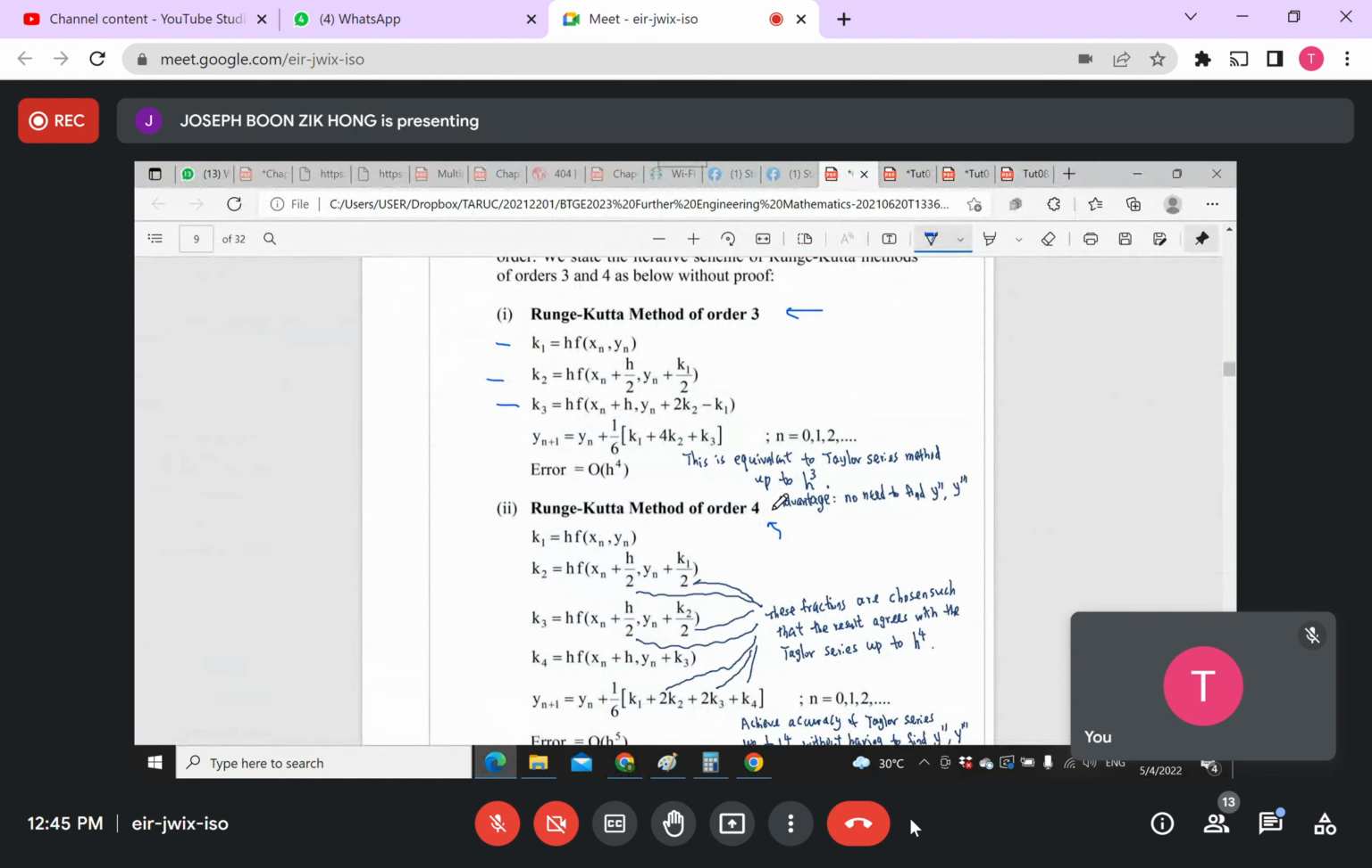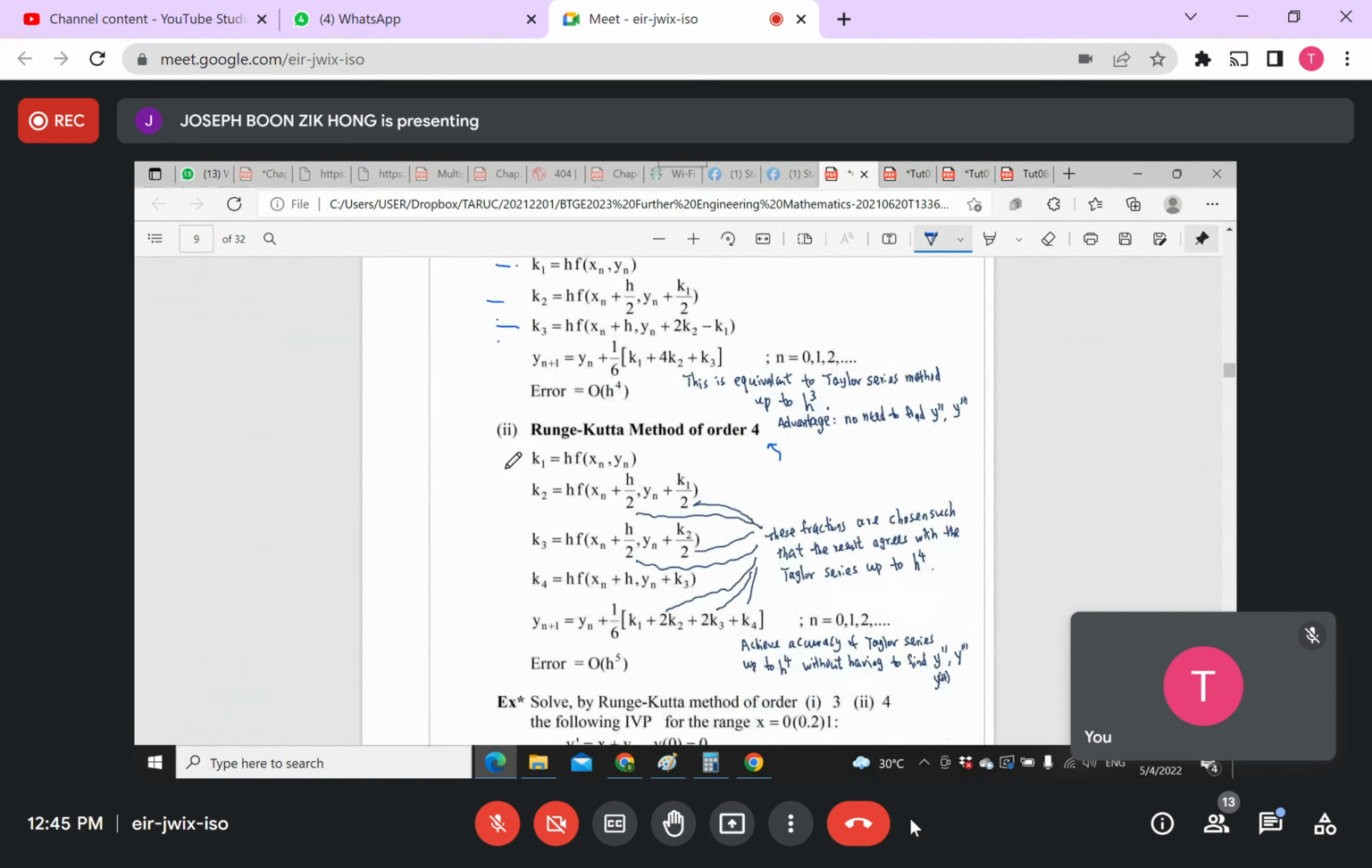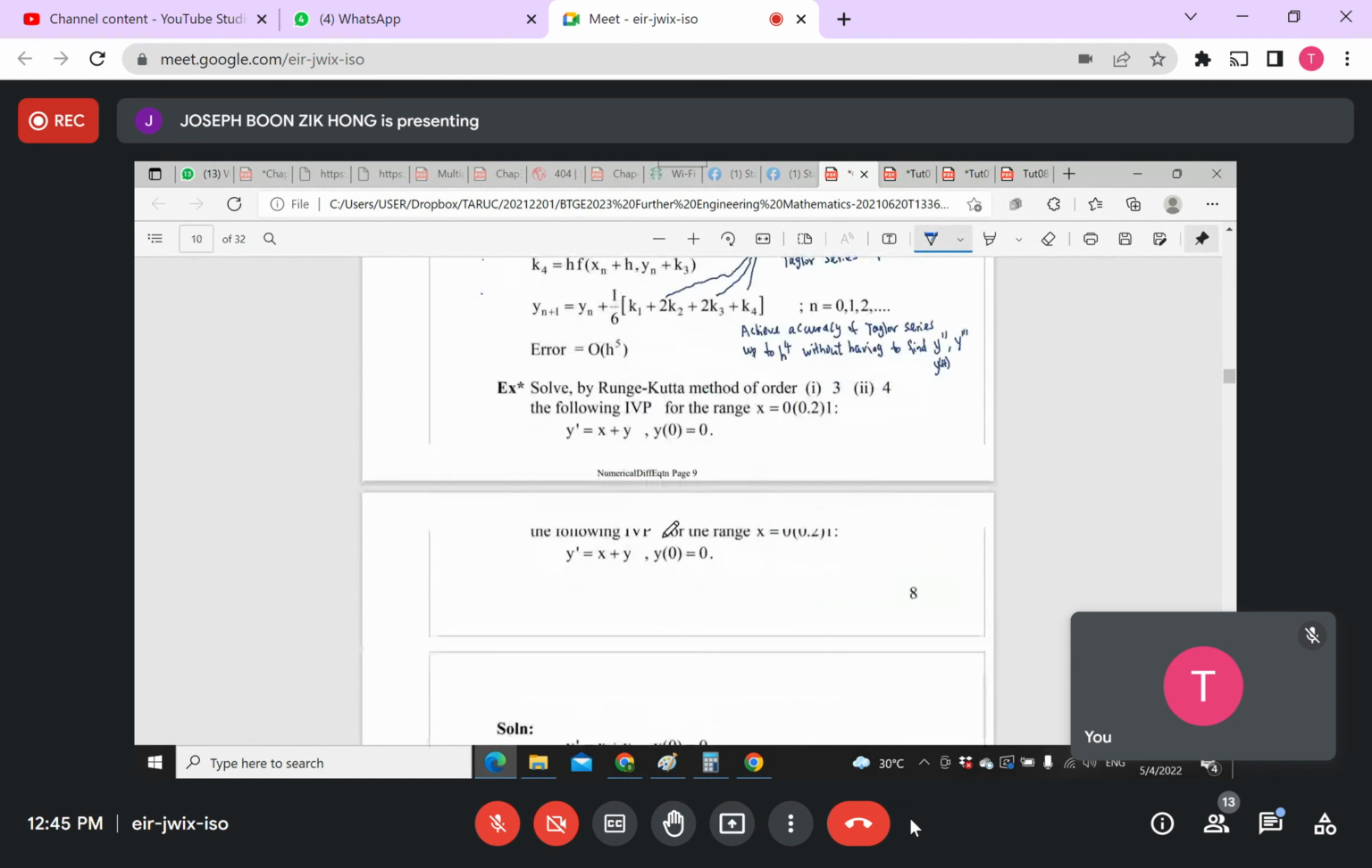So this is the formula for order 3. You need to find K1, K2, K3. Basically, they are the same as the modified Euler method; the difference is you have to calculate more times. And also K1, K2, K3, K4 for order 4. So that means you have to do that. Now we'll have a look at the example.